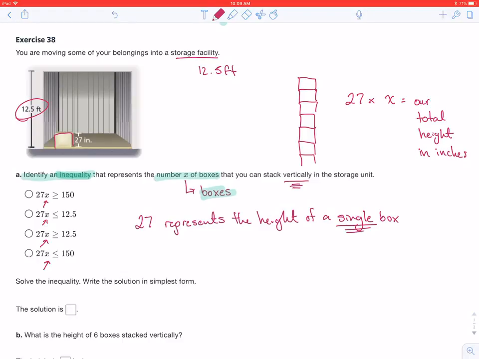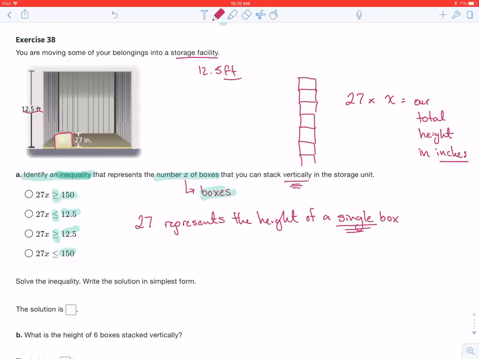And then we have to choose, do we want that to be greater than or equal to, or less than or equal to 150 or 12.5? Well, this is a little tricky because it's easy to think that we want this to be set to 12.5, because that's the value that was given. We were given that the storage facility is 12.5 feet. However, there's an issue with that because the units are not the same. So 12.5 feet is different from 27 inches. Notice the emphasis on the feet versus inches.